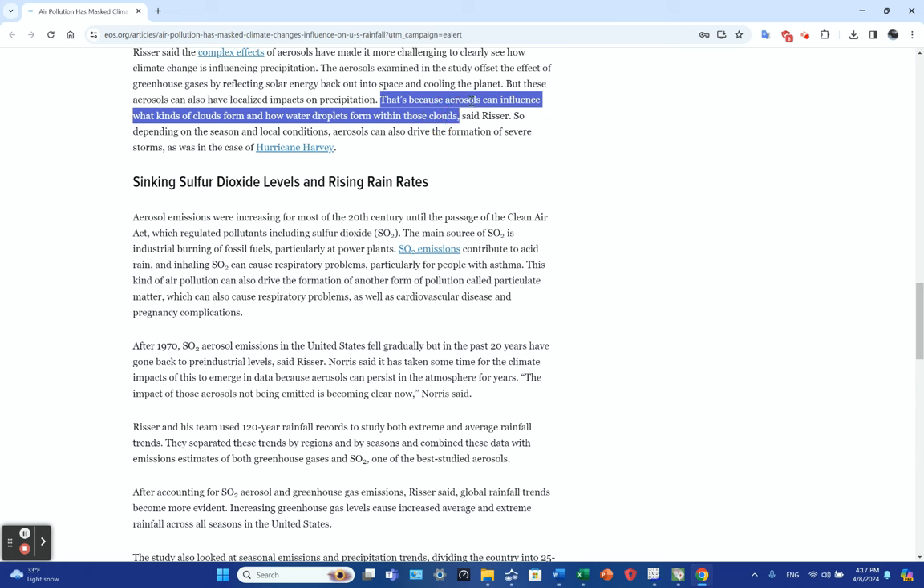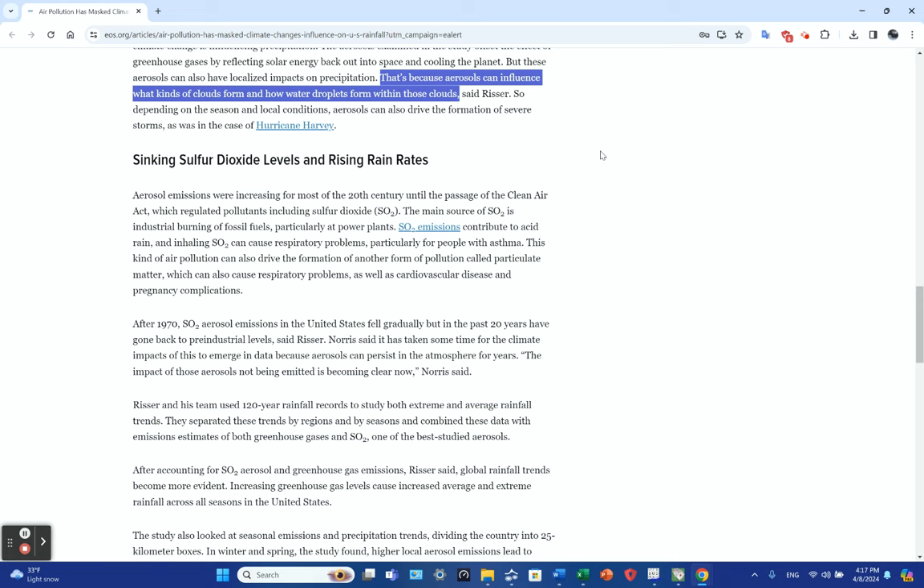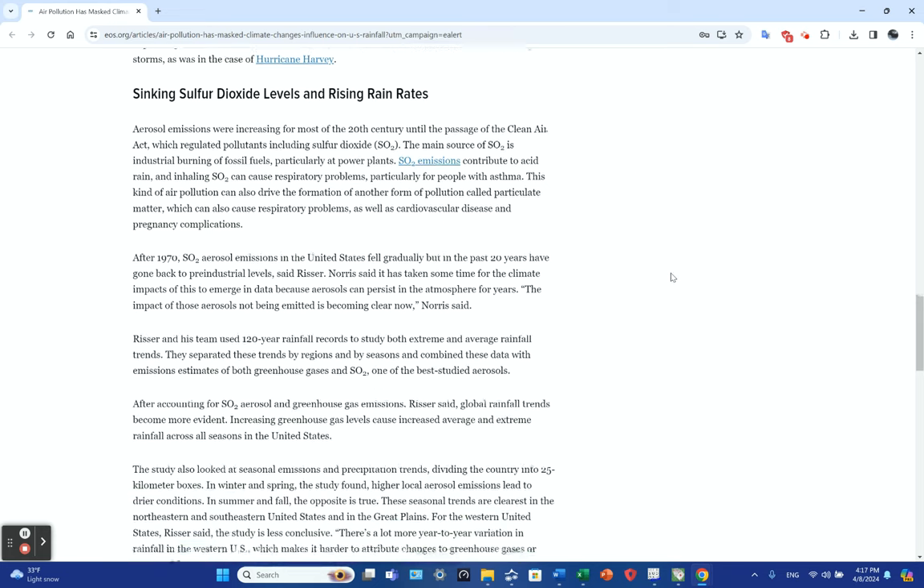So he's basically acknowledging that aerosols provide the hygroscopic particles that clouds need to form, and then what type of water droplets form within those clouds. Okay, that's perfectly valid. So depending on the season and local conditions, aerosols can also drive the formation of severe storms, as in the case of Hurricane Harvey. What about reduced sulfur dioxide levels and rising rain rates?